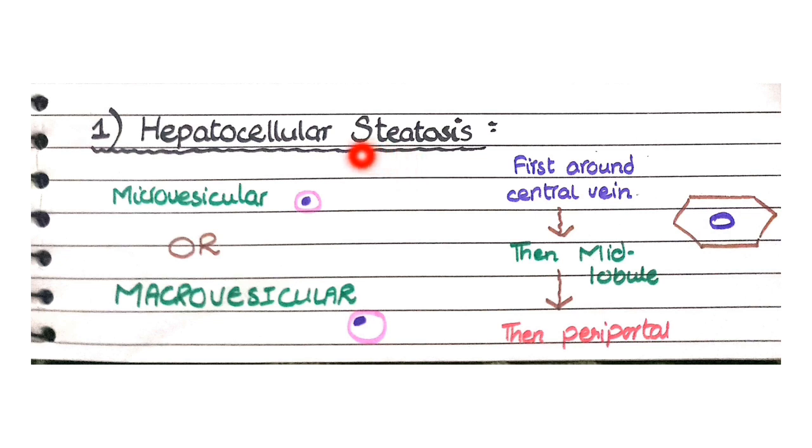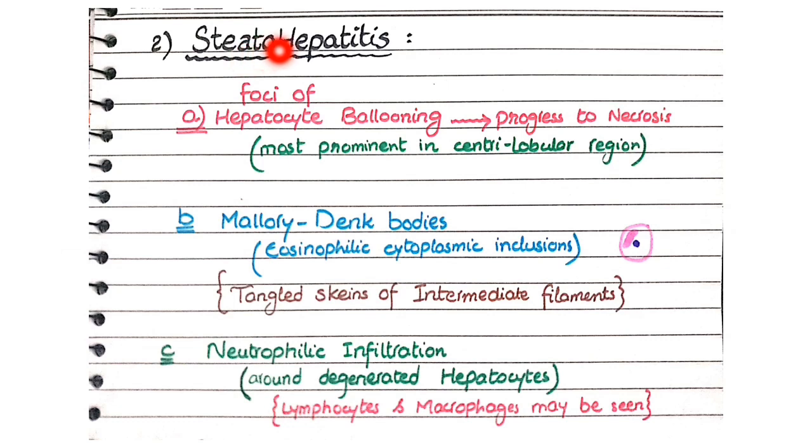And as the condition progresses, this hepatocellular steatosis can be present in the periportal areas also. Periportal areas means around the portal tracts that are present at the corner of these hepatocyte lobules. So we can say that this change of hepatocellular steatosis spreads from the center of the hepatic lobule towards the periphery of the hepatic lobule. Now this hepatocellular steatosis is followed by steatohepatitis.